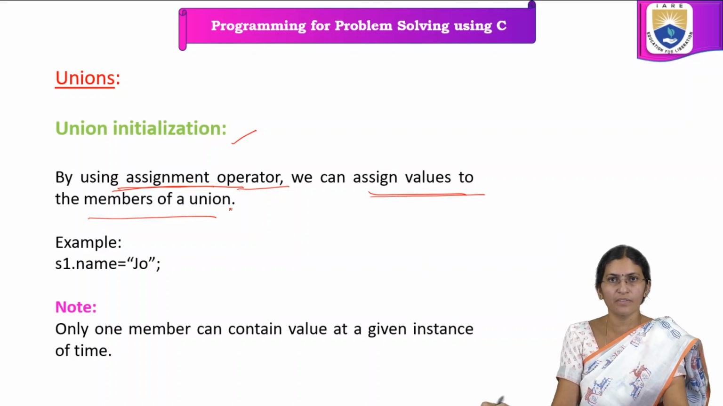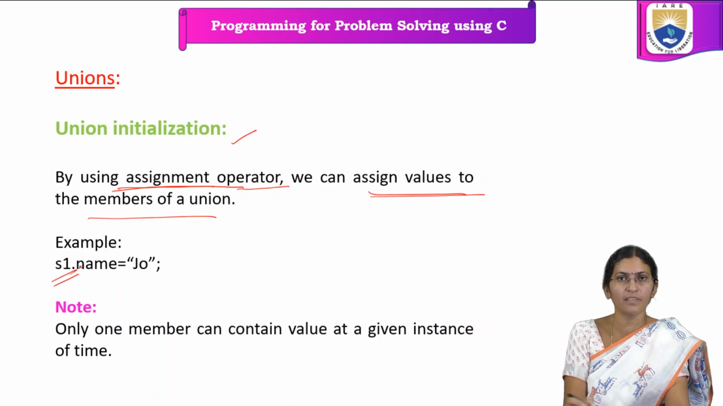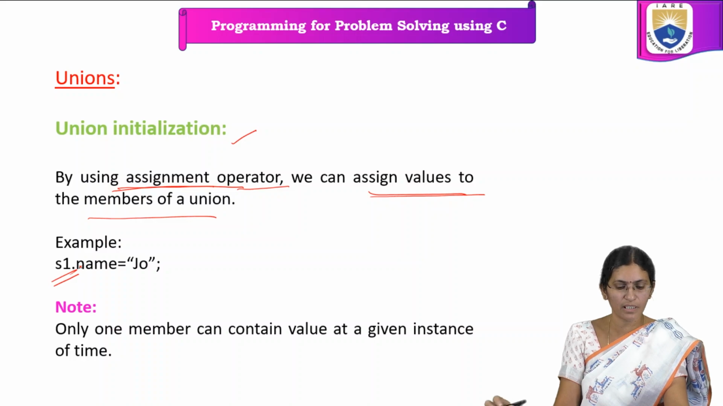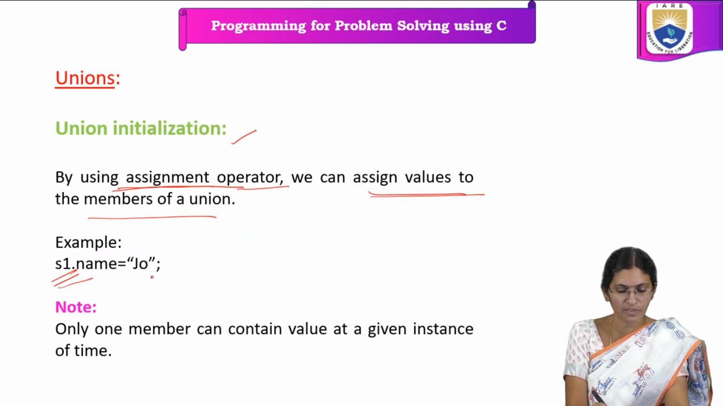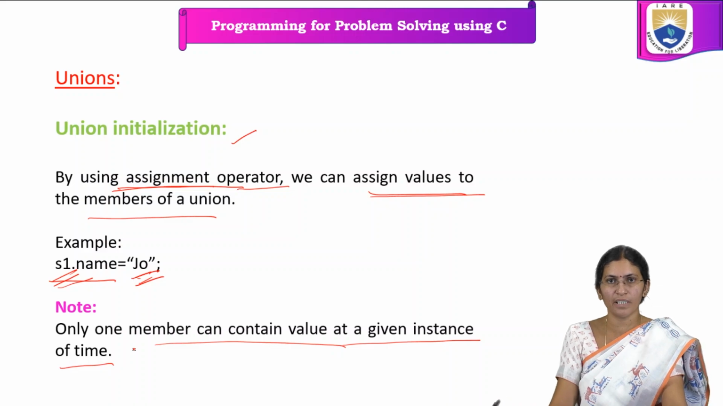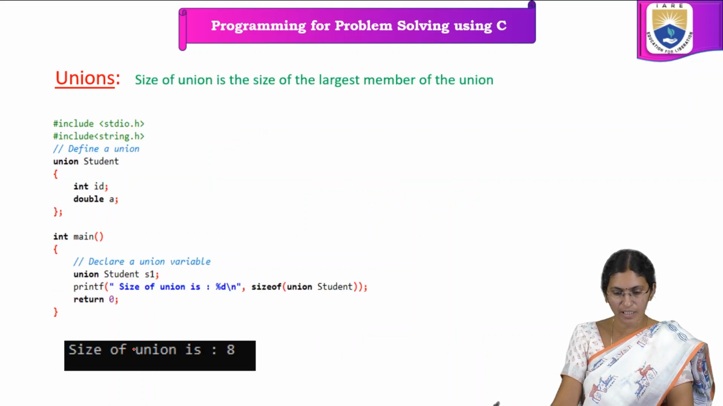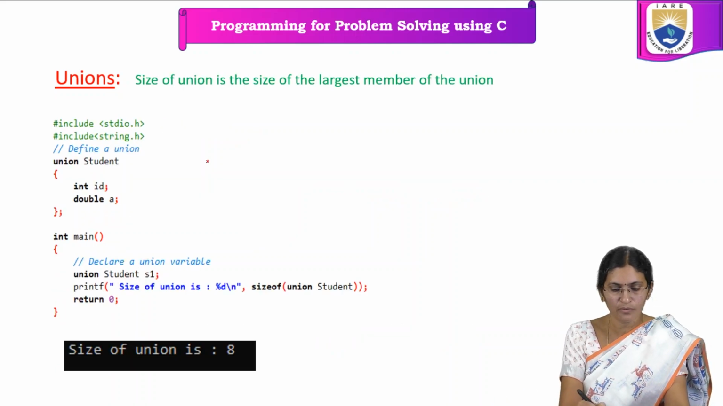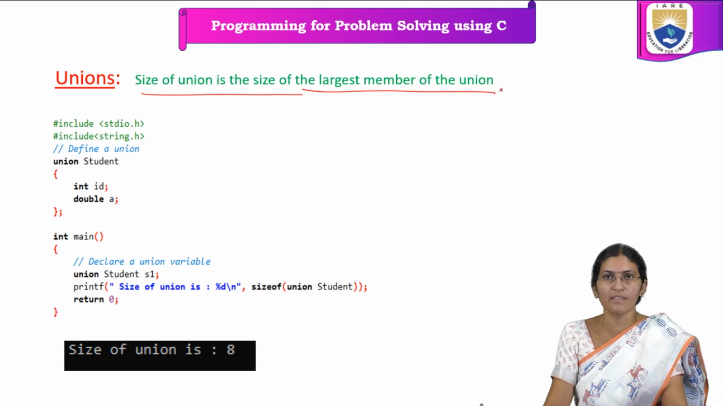For example, if the variable name is S1, then S1.name is equal to June. So this value is initialized to this member of the union. Only one member can contain a value at a given instance of time. This we can understand with the help of one program. So first, let us see, we will evaluate the statement.